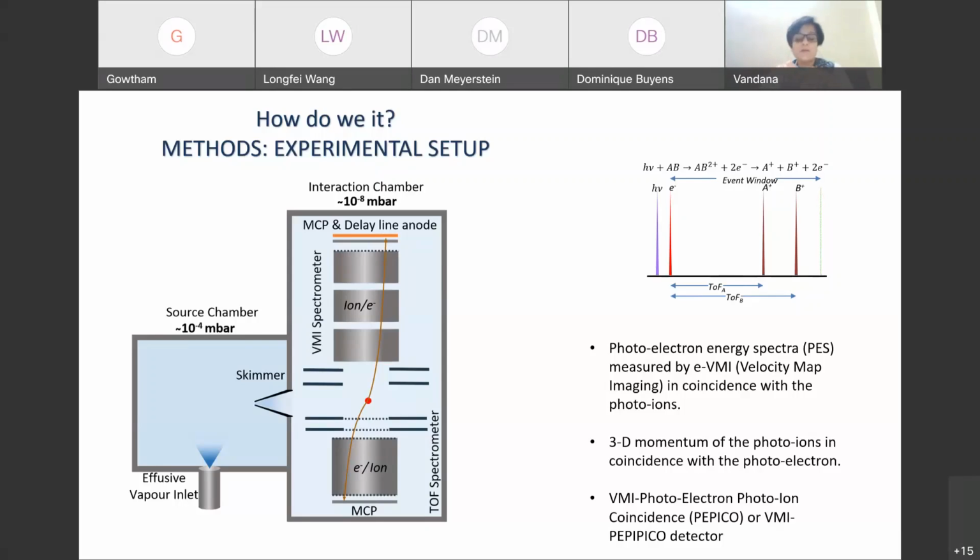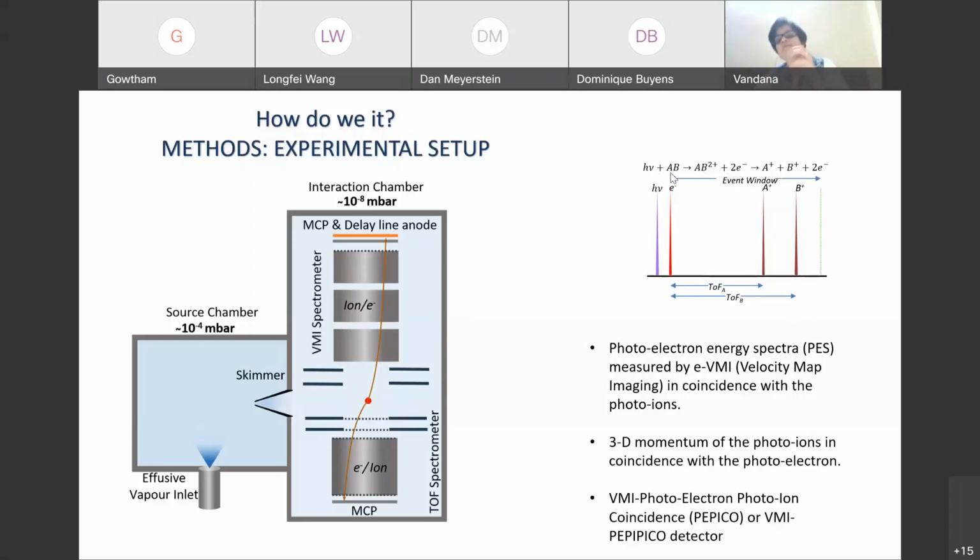So when you detect the momentum of all the fragments which are originating, then you essentially have every piece of information in your hand, and then you can get the kinetic energy out. So this is the procedure of what is happening here.